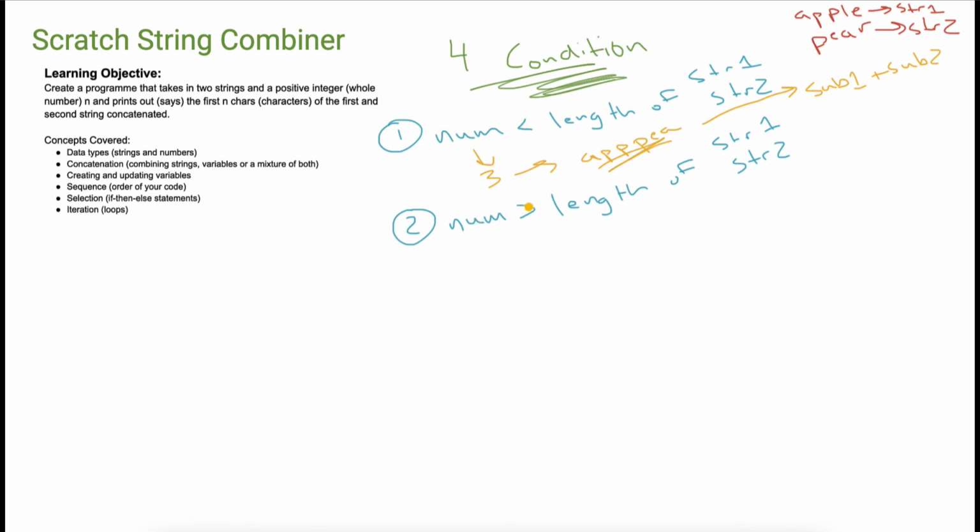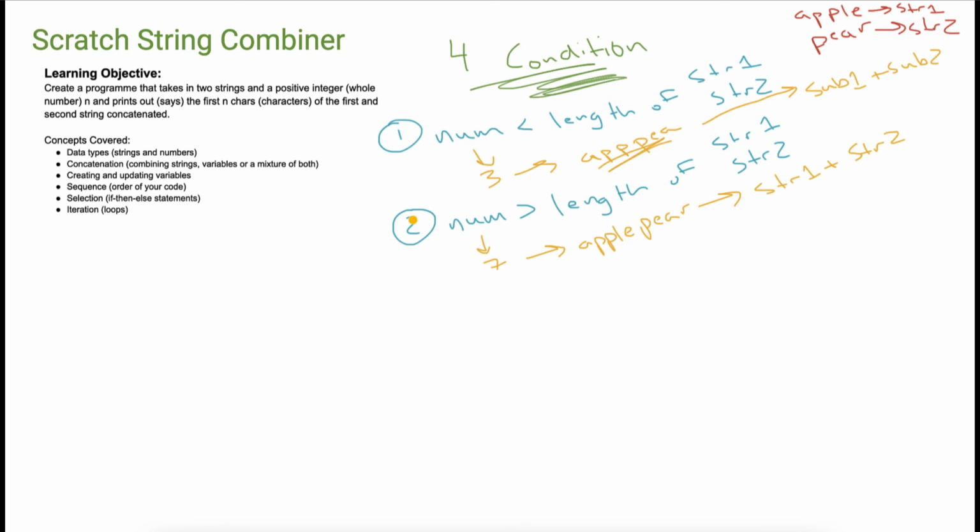Otherwise, if the number is greater than the length of string 1 and string 2. So let's say, for example, the number I type in is 7. Because the length of apple is 5 and the length of pear is 4, what I should see is apple and pear. It should return the whole thing, which means I'm printing str1 and str2. Okay, those are the first two conditions. Those ones are pretty easy.